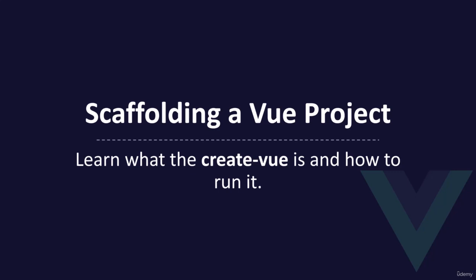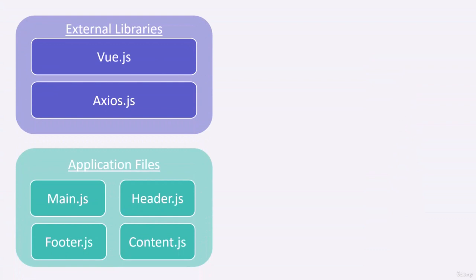The Create-Vue package is a tool manager. Its purpose is to help you organize your files, pre-configure tools, and let you start building your application right away. The code base of an application can be broken into two parts. There's the application code and code from external libraries. Code from external libraries can be considered code from libraries like Vue or Axios. It's code we didn't write, but are using in our application. Application code is the code we've written to get a functioning application.